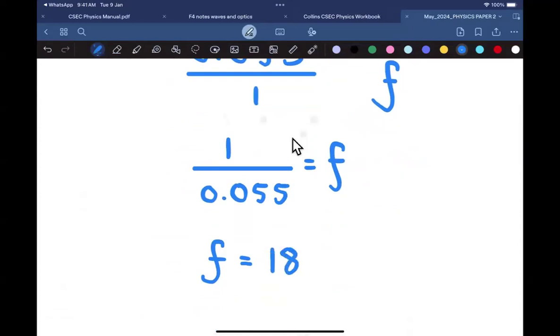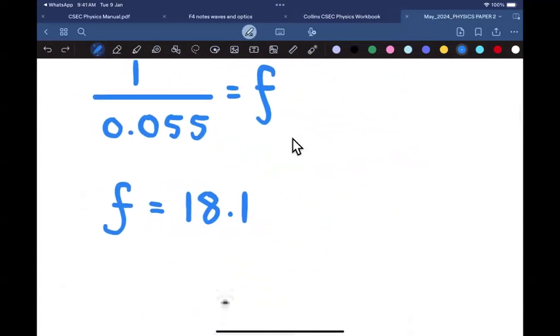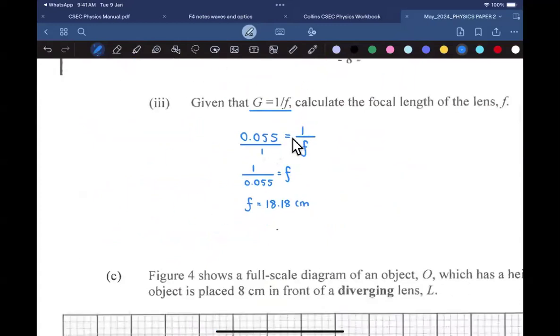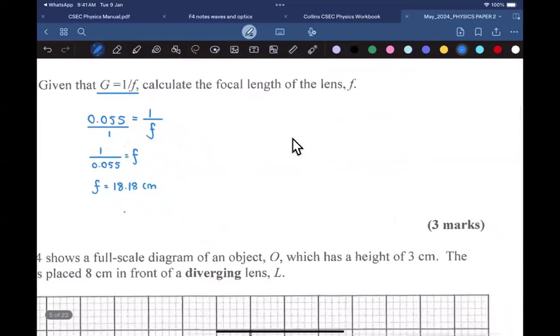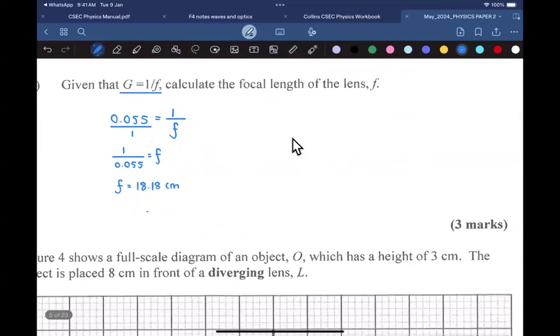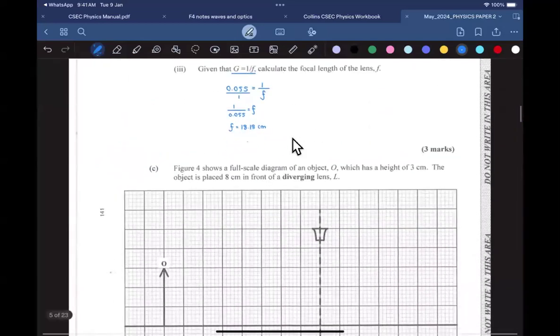Right, so what's the units for the focal length? We just measure length in centimeters. Yep. That's your 3 marks there, if you understand that. Easy 3 marks.